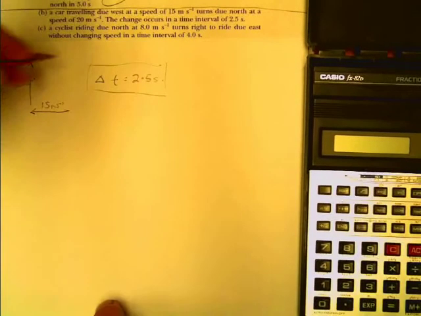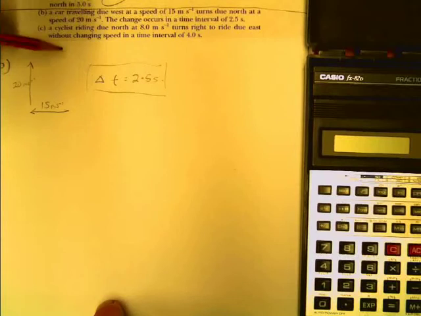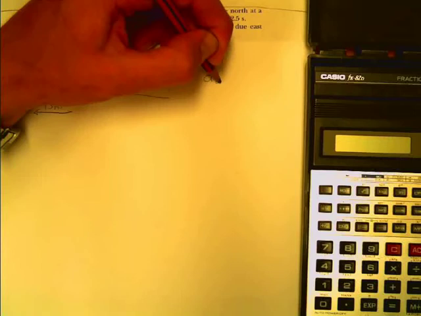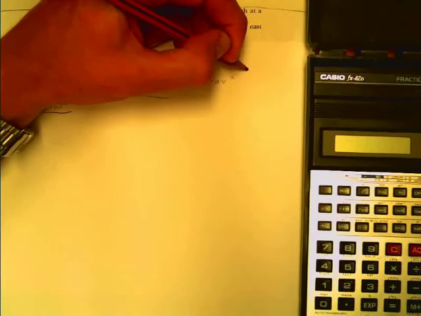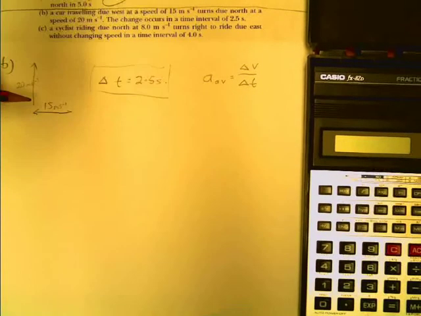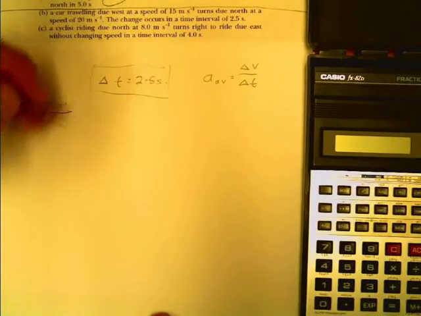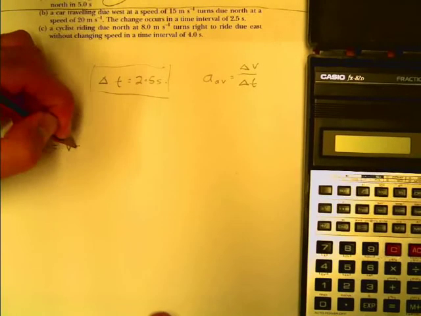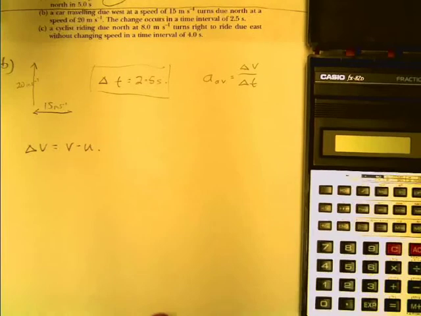First of all, find acceleration. You know, acceleration is change in velocity over change in time, and this question is asking for the average acceleration. So we know that at the end of this problem, we're wanting to be putting numbers into this equation. Delta t we've got. Let's work out delta v. Delta v equals final velocity minus initial velocity.